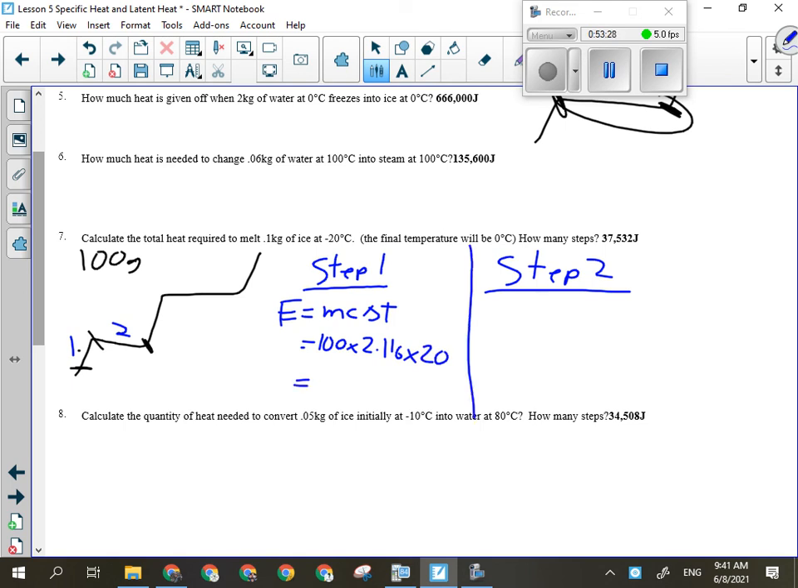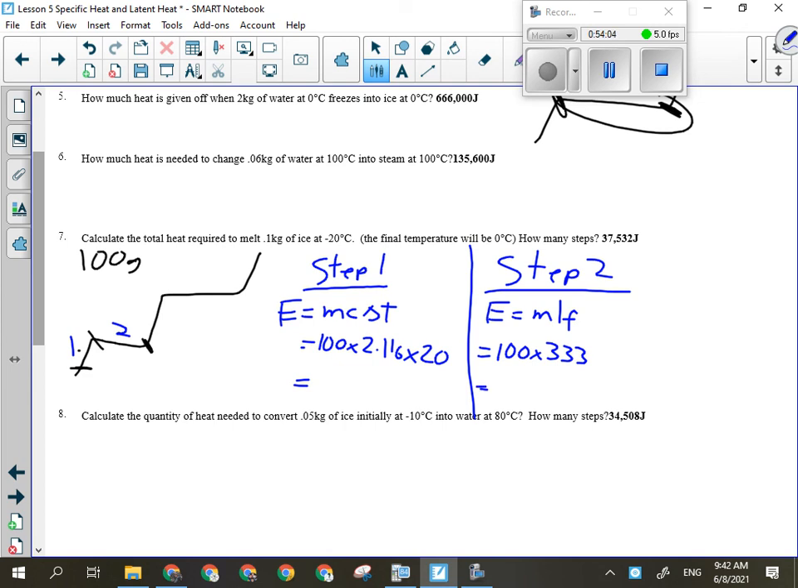Then in step two, I'm starting right here with ice at 0, and I'm going to water at 0. What formula do I use for that part of the graph? E equals MLF, right? Because I'm going to be melting the ice, and LF is latent heat of fusion. That's melting and freezing. So 100 grams, and the latent heat of fusion of water, 333 joules per gram. Again, you do not need to memorize these numbers. They are on your formula sheet, and if they're needed on a test, they'll be on the test as well.